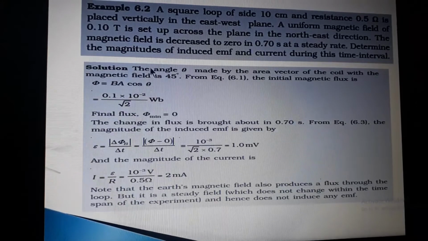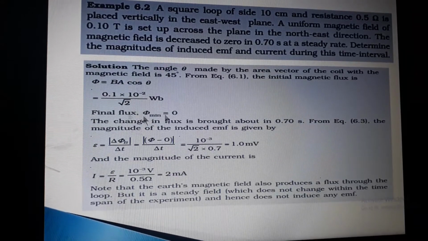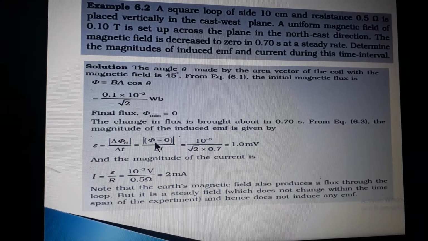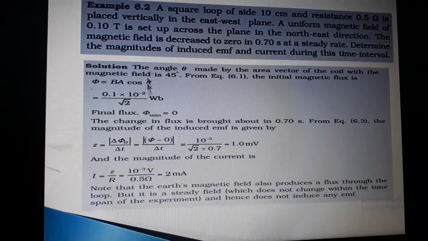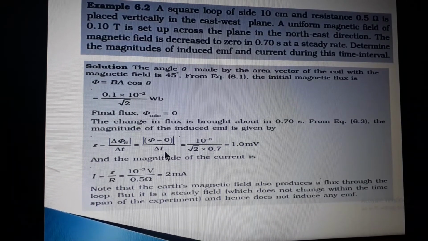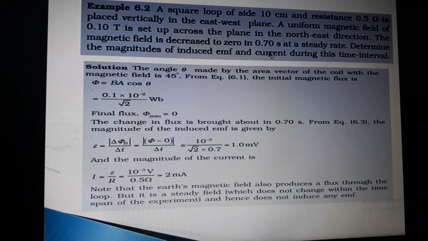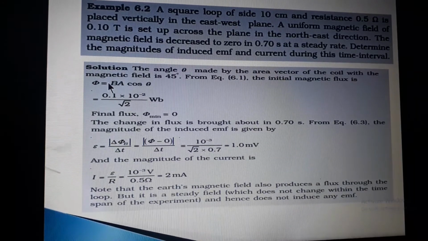So you know that E = Δφ/Δt, where Δφ means change in flux, the final flux minus the initial flux. The final flux is φ and the initial flux is 0, so Δφ = φ − 0. And Δt means the time interval. Δt is 0.70 second, already given in the example. But first of all you have to find out φ. So how can you find out φ?